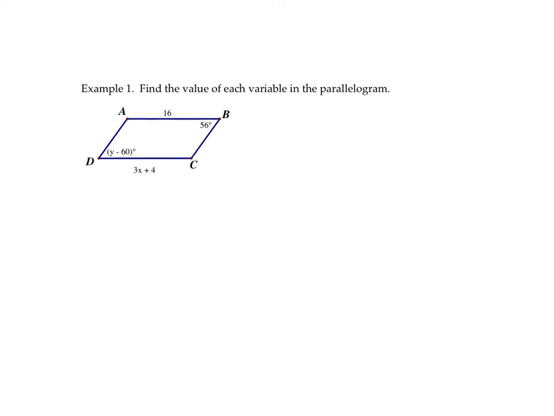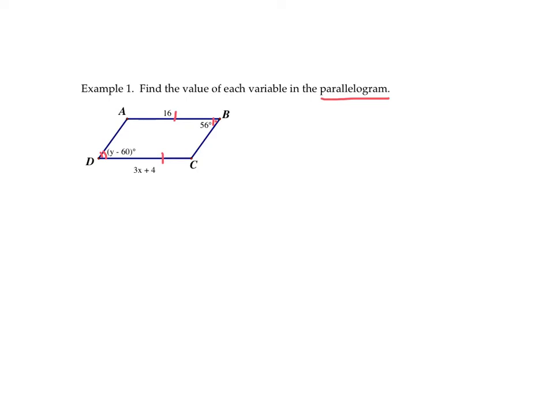In our first example, it says that we are to find the value of each variable in the parallelogram. One of the most important things is that it states right away that this is a parallelogram. Since we're given that it's a parallelogram, that means that opposite sides are congruent, and it also means that opposite angles are congruent. So that's going to let us set up two equations so that we can solve one for x, and then we'll solve the other equation for y.